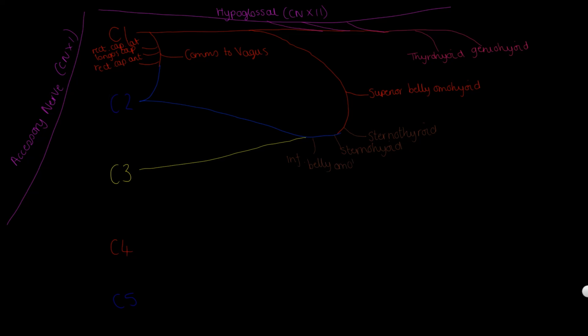The remaining C1 nerve fibres continue to join C2 fibres and C3 fibres that have formed the inferior loop of the Ansa Cervicalis. Together, these 3 nerve roots form the nerves to the sternothyroid, the sternohyoid, and the inferior belly of the omohyoid muscle. C2 also gives off another branch to join the C3 root.